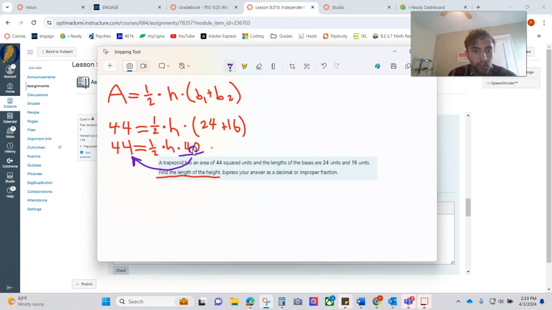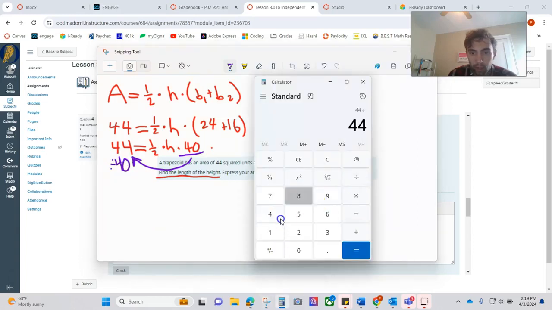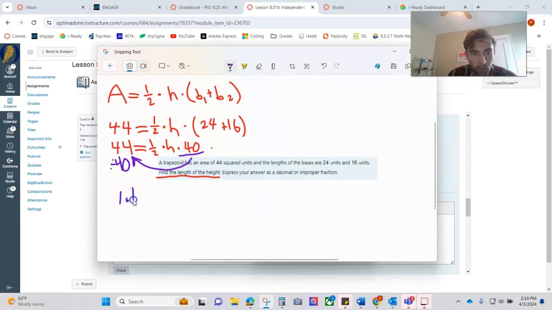So instead of timesing by 40 on the right side of the equal sign, I will divide by 40 over here. 44 divided by 40. What is that? 1.1. 1.1 equals. Then I have 1/2 times h. This is algebra skills that we practiced before earlier in the year.